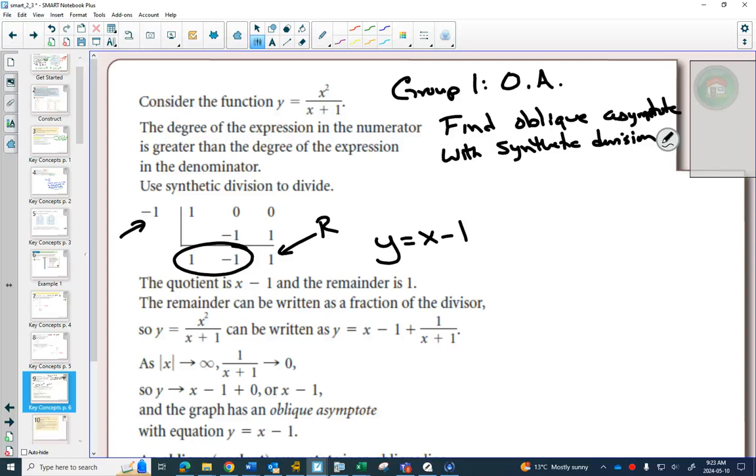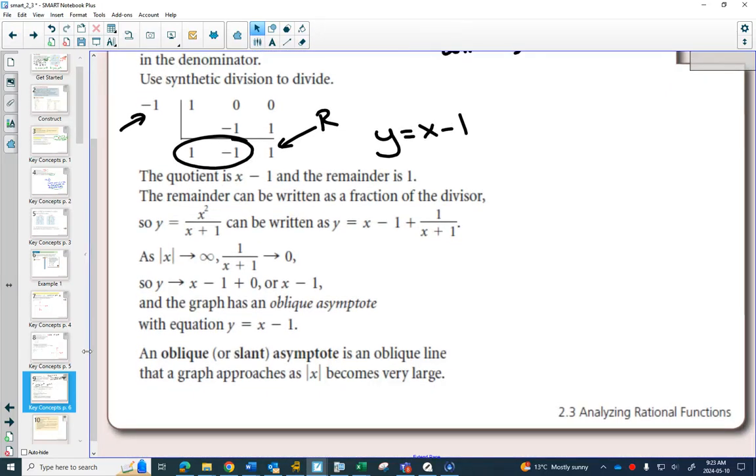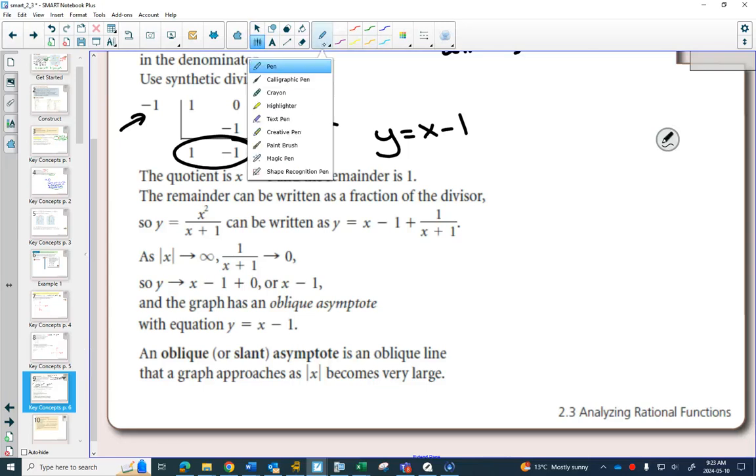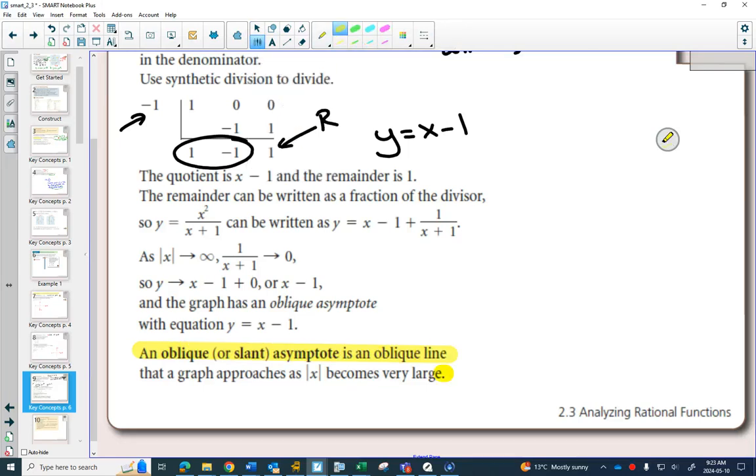Again, they go through an extra complicated explanation. All you need to know is that if you want to have your oblique asymptote, you do your synthetic division. Whatever your answer is, ignore the remainder. X minus 1 will be your oblique asymptote. Highlight that too in your notes if you like. An oblique asymptote is a diagonal line.